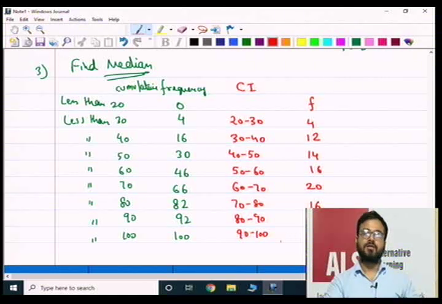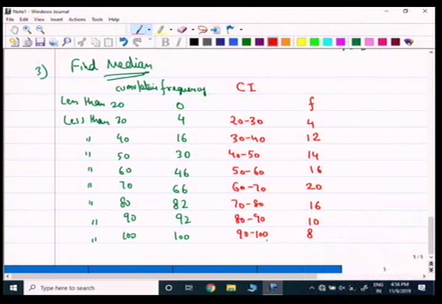Now you can see, if you want to compare it with the cumulative frequency, if you find the cumulative frequency of this again, we will get the same result. See, 4, then 16, then 30, 46. In the same way, finding the cumulative frequency will give this one.